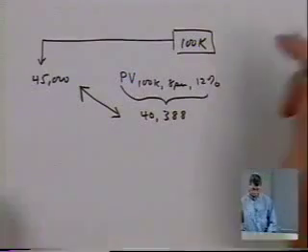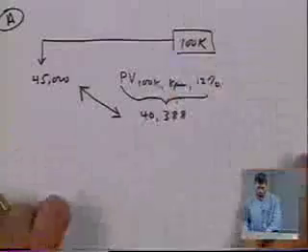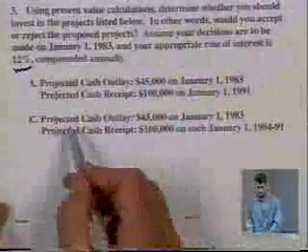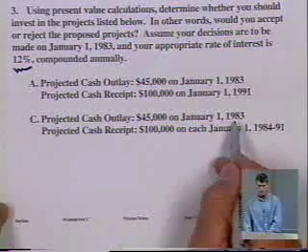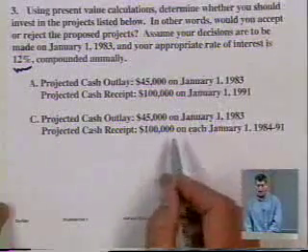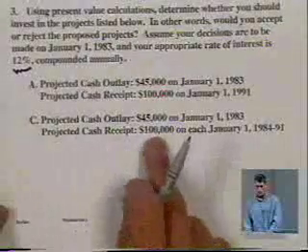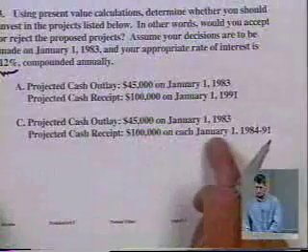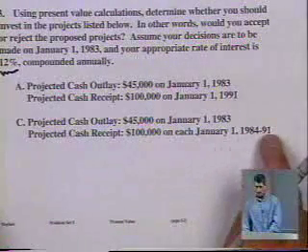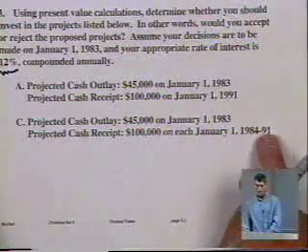Part B, and I'll just label this here. We'll go on to the next page. Part B. Bring our question back. We have a projected cash outlay of $45,000 again on January 1st, 1983, same as in A. But now we have a $100,000 receipt, but the receipt happens each year, January 1st, 84 through 91. So we have 8 payments.